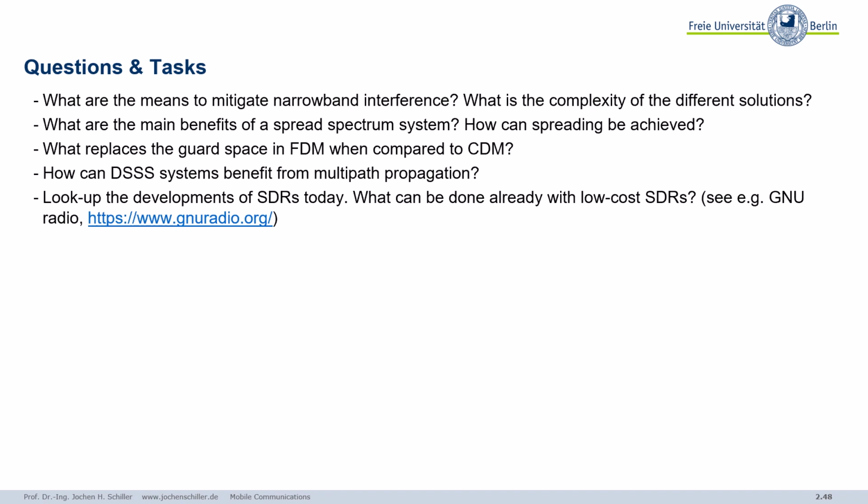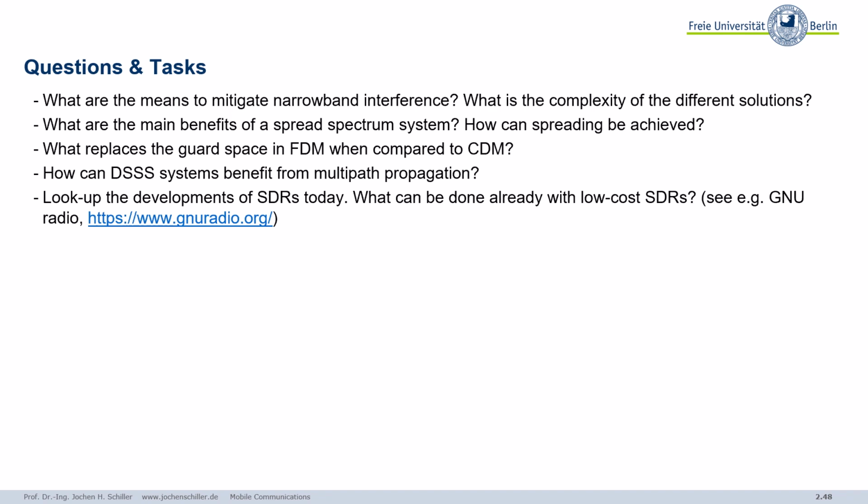Okay, some more questions and tasks for you to do. Remember, what are typical means to mitigate narrowband interference? Think of complexity. Why do we do spread spectrum? How can we do the spreading? Once more, you don't have to go into electrical engineering. Stay at a certain level. So think again of the concept of guard spaces, FDM, CDM. What could this mean? Guard space. Then think of DSSS systems and multipath propagation. Look up multipath propagation. What could we do there?